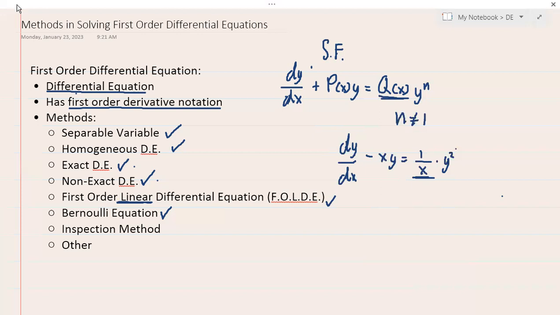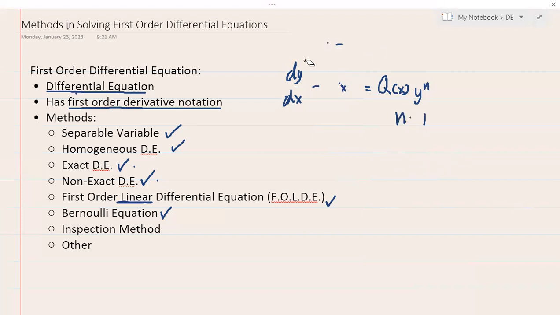Alright? So lastly, meron tayong inspection method. So itong si inspection method, ano lang to, parang integrable combination yata tawag nito, if I'm correct. It's like this.